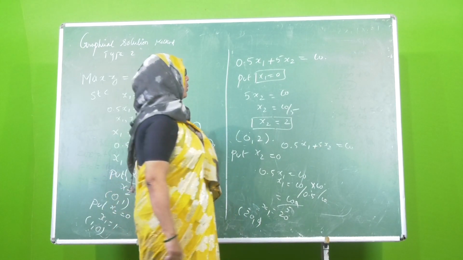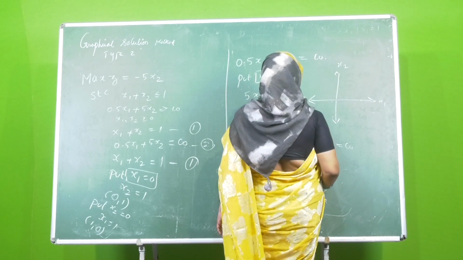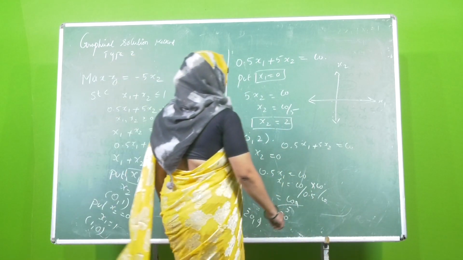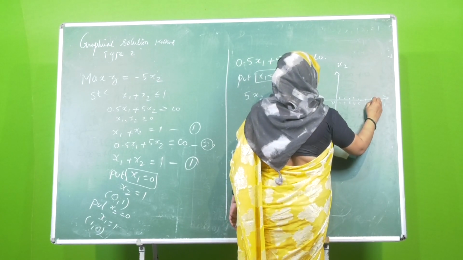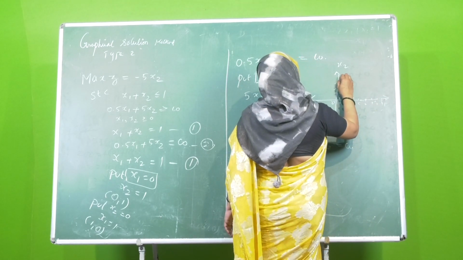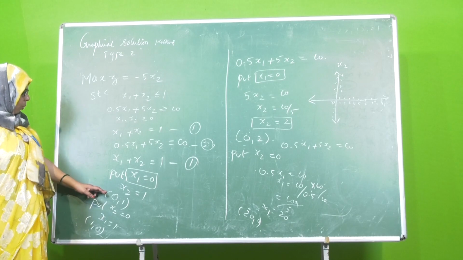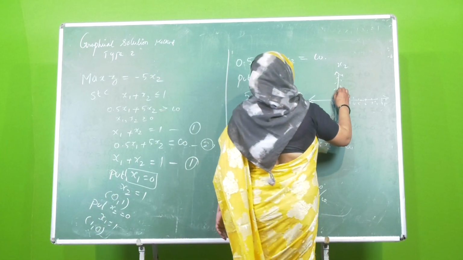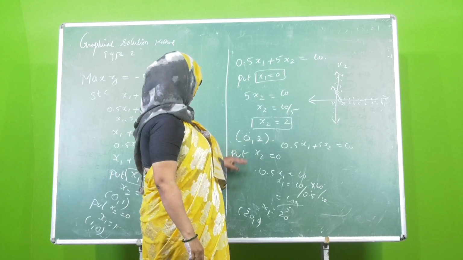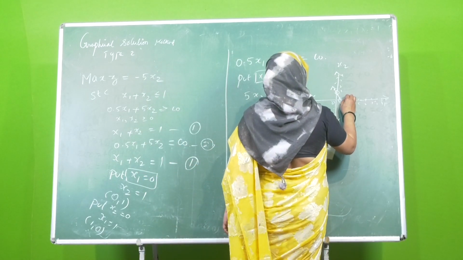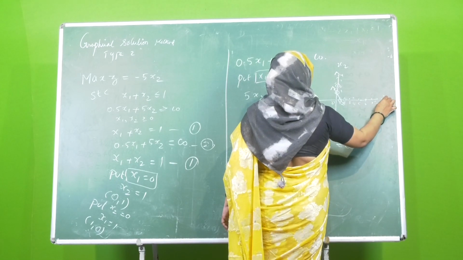Now we are going to plot the graph. On the x1 and x2 axes, what are the points? What is the first set of points? (0, 1) and (1, 0). Another set of points, (0, 2) and (20, 0).